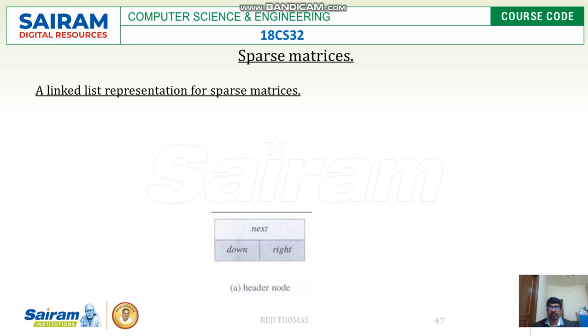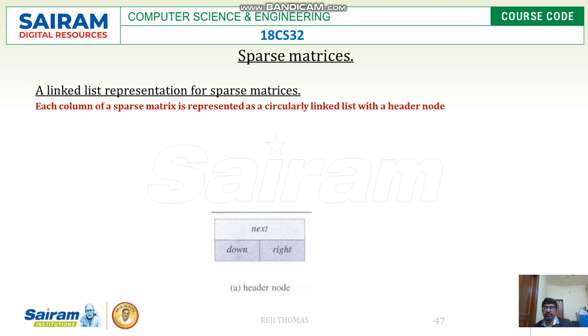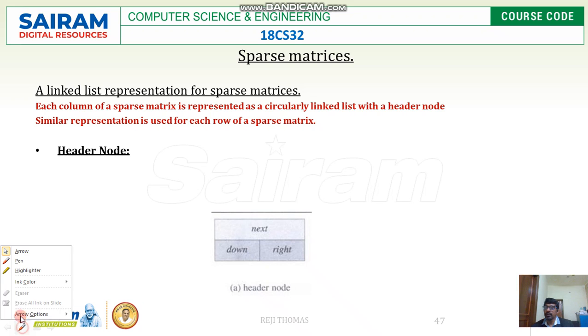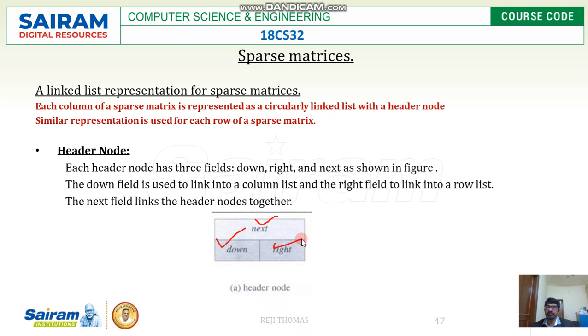So next is the other application for linked lists, which is a sparse matrix. We are going to see how we can represent a sparse matrix in the form of a linked list. This is something called a header node, which is going to have three parts: next, down, and right. So let us see how we are going to represent this.